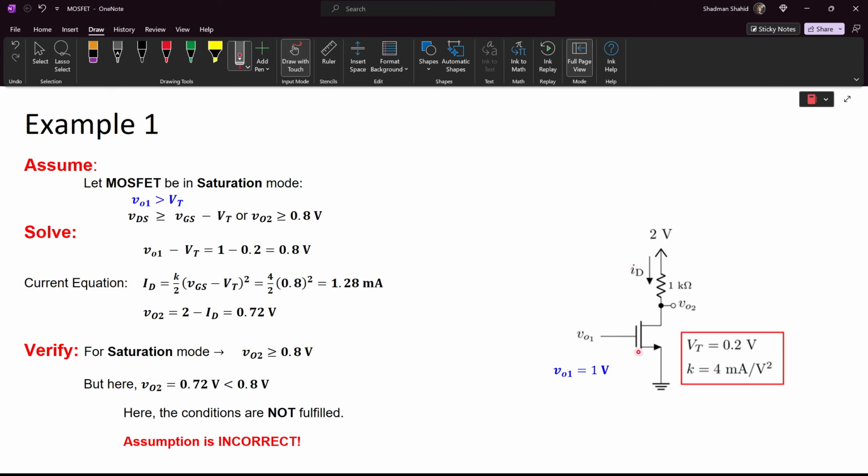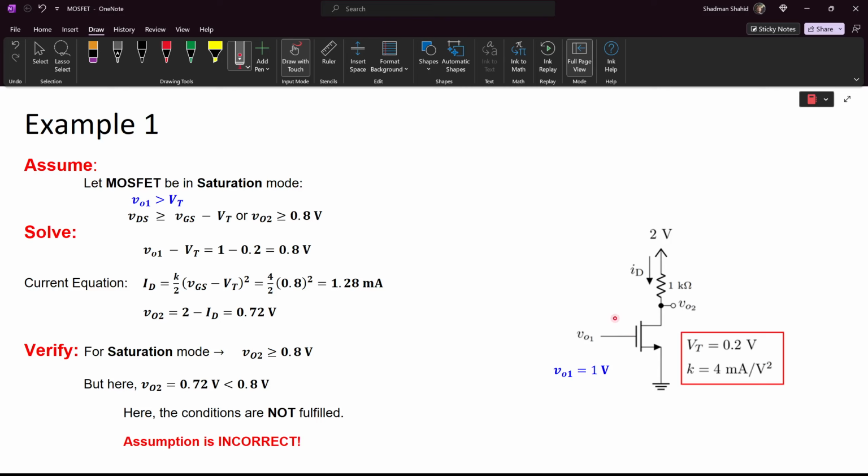So it is usually a good idea to eliminate any assumptions initially, or any assumptions that we might have. So firstly, we have VO1 equal to 1 volt. Clearly this is greater than the threshold voltage of 0.2 volt. Now since the gate to source voltage of this MOSFET, which is basically VO1, is greater than the threshold voltage, we can say for sure that this MOSFET is definitely not in cutoff mode. Since this MOSFET is not in cutoff mode, it can either be in saturation or triode mode.